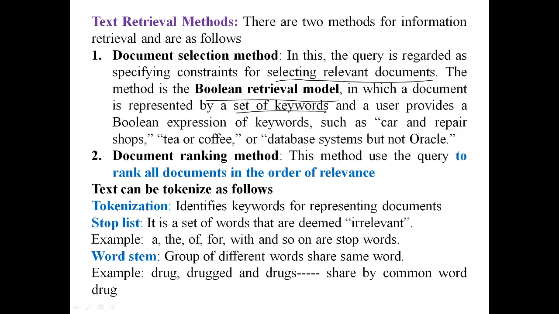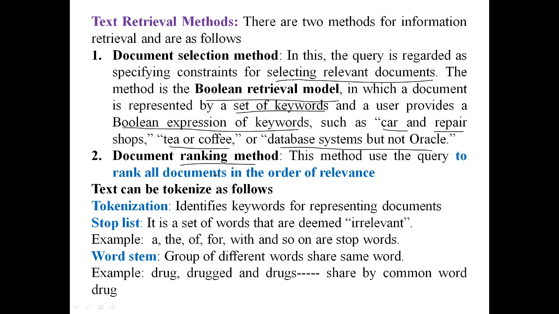The method we use is the Boolean retrieval method, in which the document is represented by a set of keywords and the user provides a Boolean expression of keywords, such as car and repair, or tea or coffee, or database system but not Oracle. Like this, there are certain Boolean keywords that we give for the selection of a particular document.